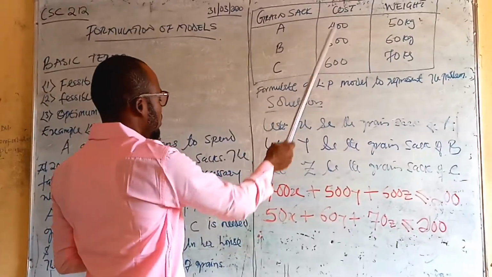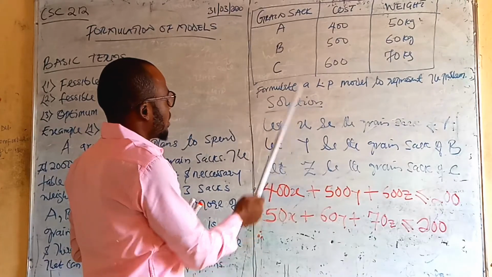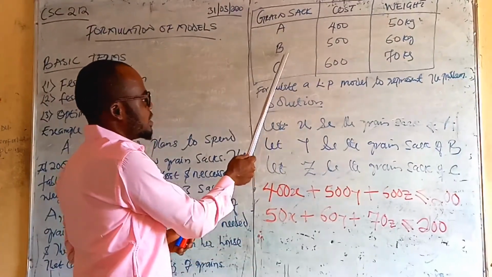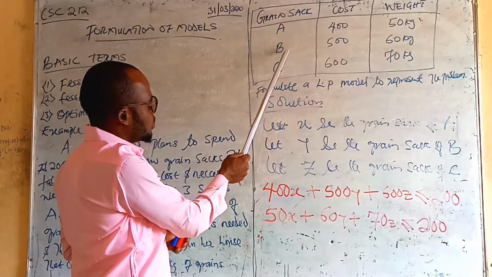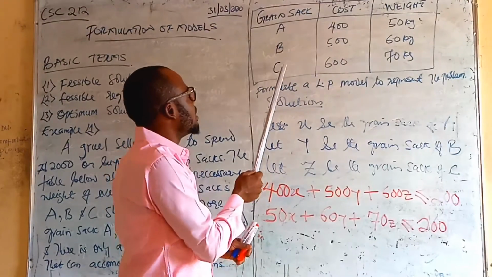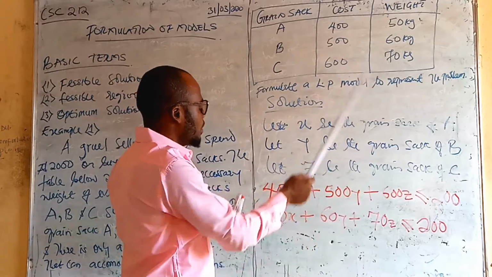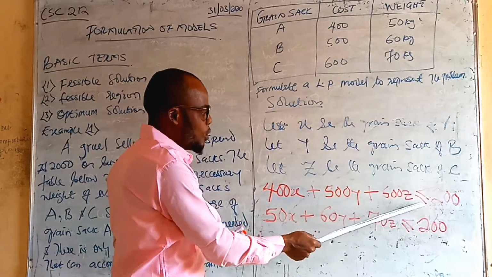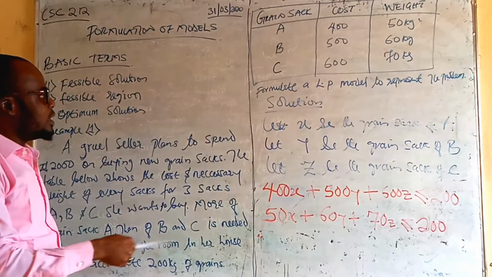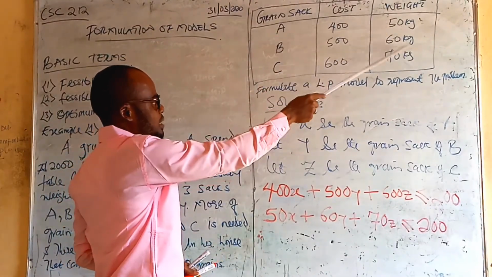Sacks A, that is 400x, because we let x be the grain sacks of A, plus 500y, because we let sacks B equal y, then plus 600z, because we have let the grain sacks of C be z. Then all of them must be less than or equal to 200 kilograms that the room can accommodate. Then we also have to add the weight of each grain of the sacks.